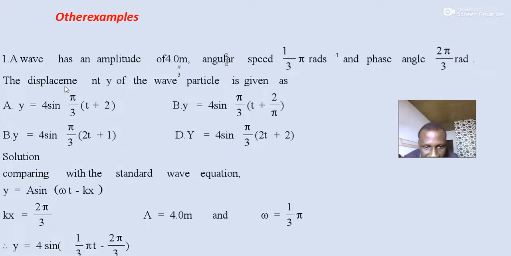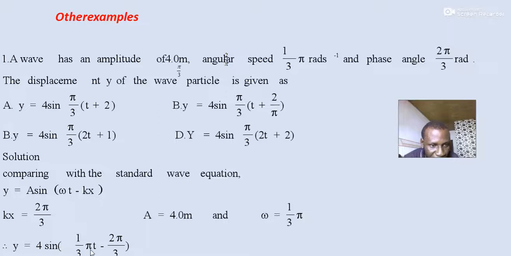Here is the omega. Omega is given as 1 over 3 pi, and the amplitude A is given. So we just need to substitute in the general standard, and then we have 4 for amplitude, pi over 3 for omega, and 2 pi over 3 rad for ks. That is this minus sign there. So we have substituted for omega and k.